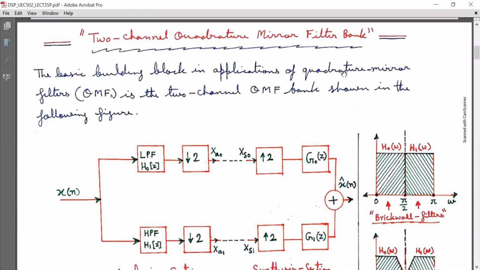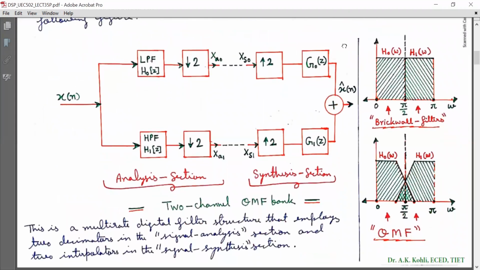Today we will discuss the two-channel quadrature mirror filter bank. The basic building block in applications of quadrature mirror filters, that is QMFs, is the two-channel QMF bank shown in the following figure. Now look at the block diagram.